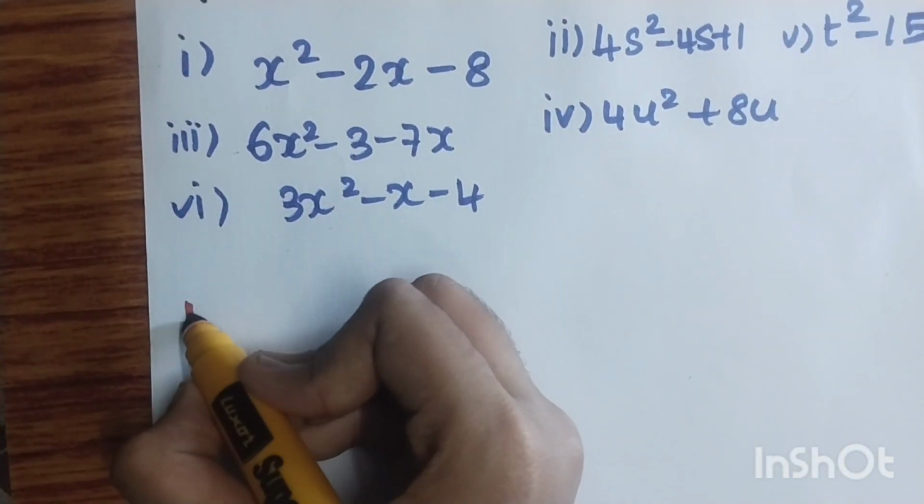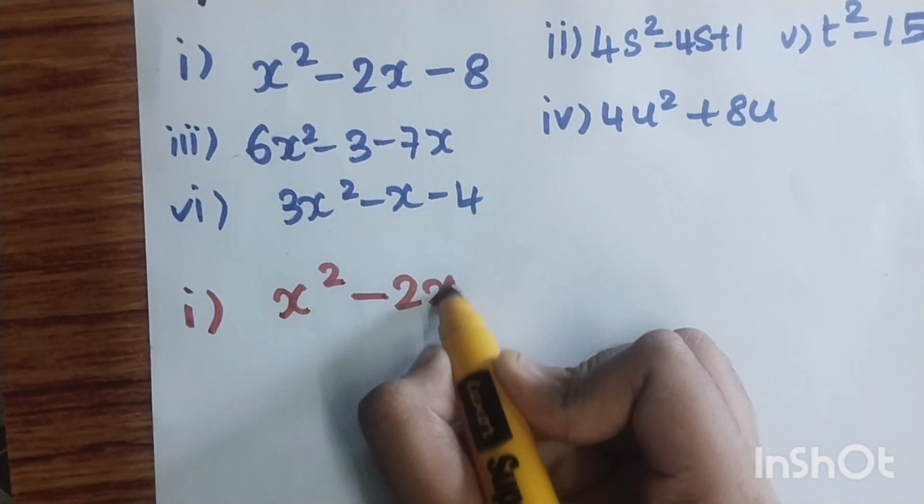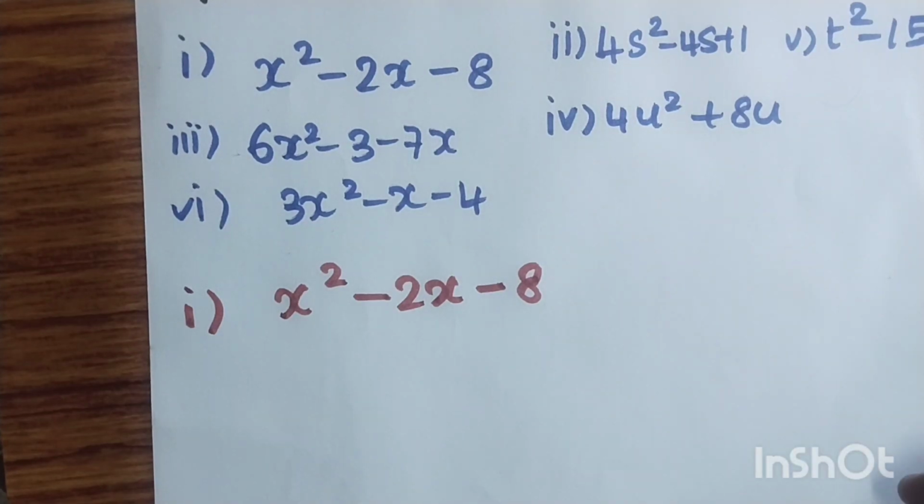So first sum: x square minus 2x minus 8. So it is a quadratic polynomial. First we are going to find the zeros of the quadratic polynomial. So it can be done by splitting the middle term.